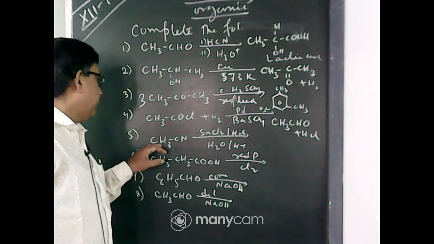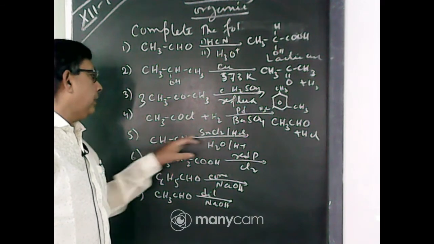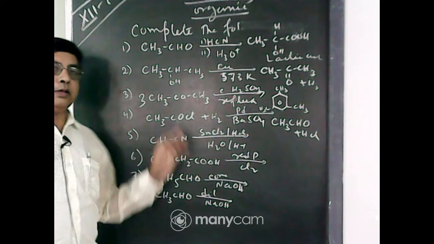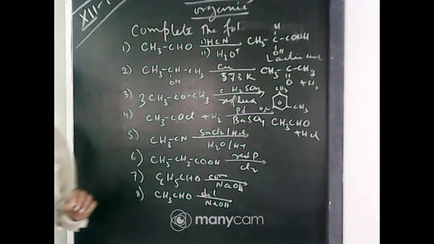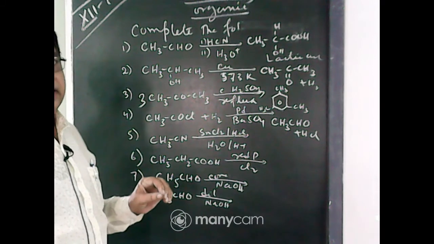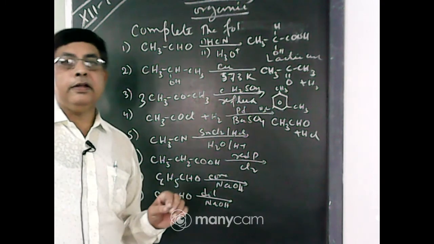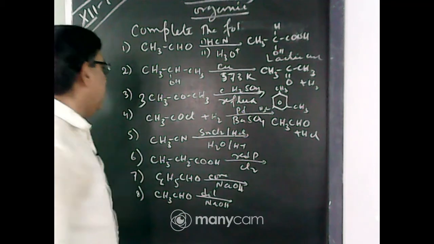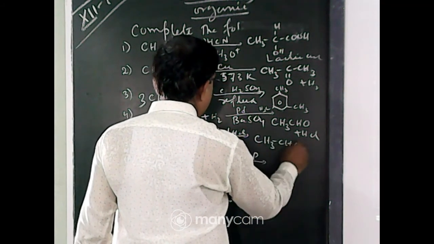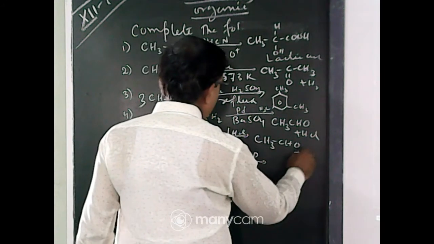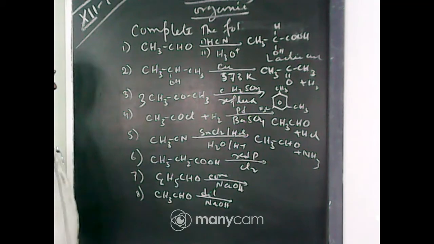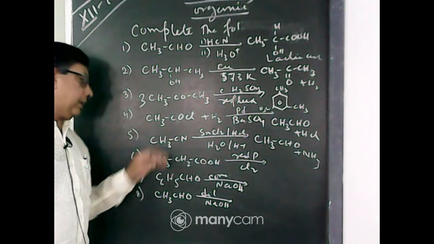The next one, methyl cyanide treated with stannous chloride and HCl, and then the product is hydrolyzed. This is also an important name reaction, known as Stephen reduction. The ultimate product is an aldehyde, CH3CHO, plus an ammonia molecule is formed.